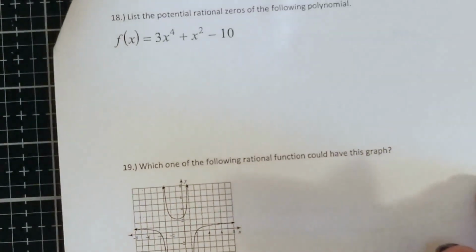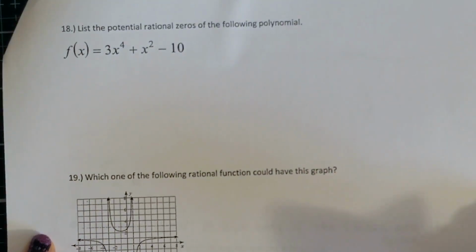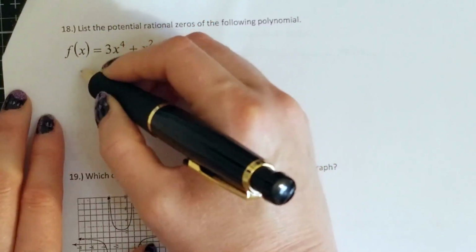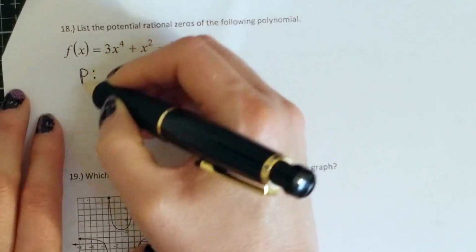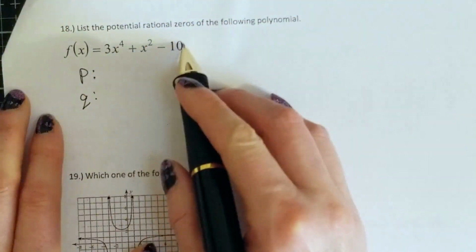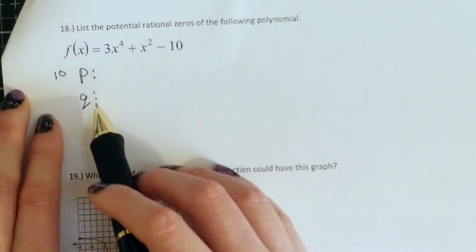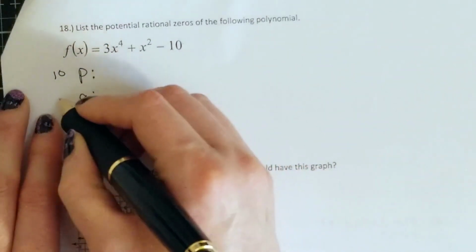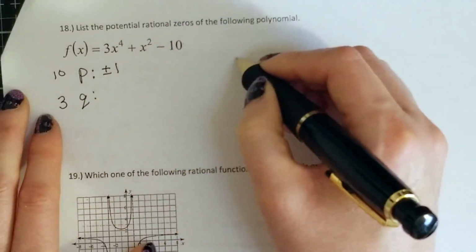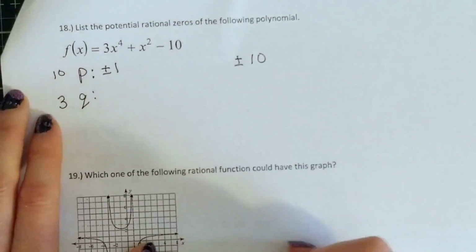18. List the potential rational zeros of the following polynomial. So this is the P and the Q thing. You'll know pretty clearly that it's the P and the Q thing because of the answer choices. So you got your P and your Q. Your P is the last number, so that would be 10. You can ignore the signs, it doesn't matter. Q is the first number, that's a 3. So then you list all the numbers starting with 1 and the number you have, and list all the numbers that multiply to 10.